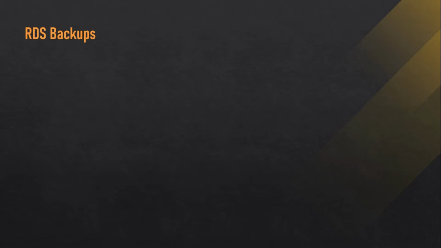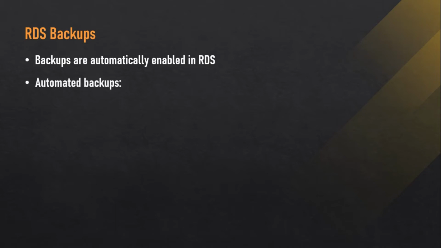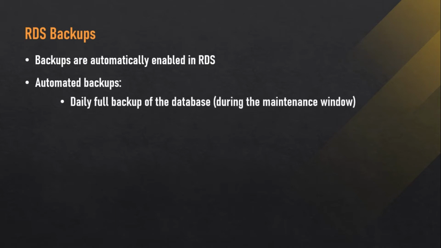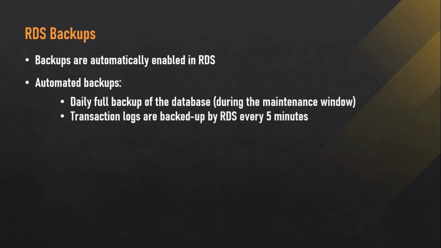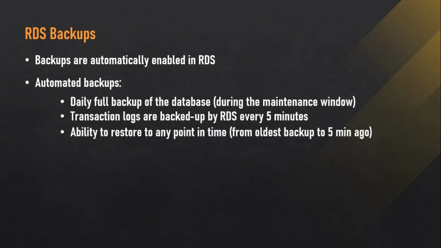So, let's talk about RDS backups for a little bit. Backups are automatically enabled in RDS, and you have automated backups. They're daily full backups of the database, which are done during the maintenance window that you define. And then the transaction logs are backed up by RDS every 5 minutes. So these two things together give you the ability to restore your database to any point in time, from the oldest backup all the way to what happened up to 5 minutes ago. There is a 7-day retention of these automated backups by default, but it can be increased to 35 days.